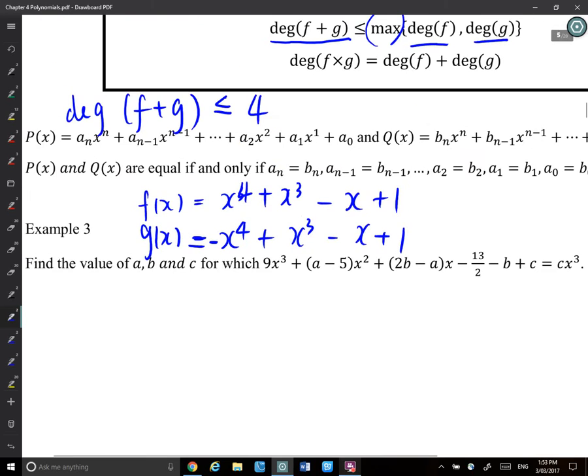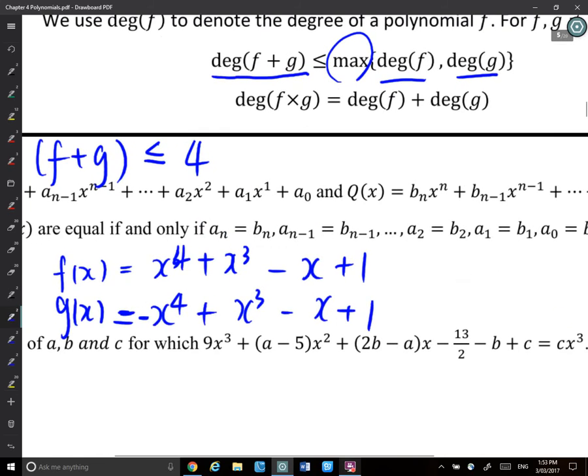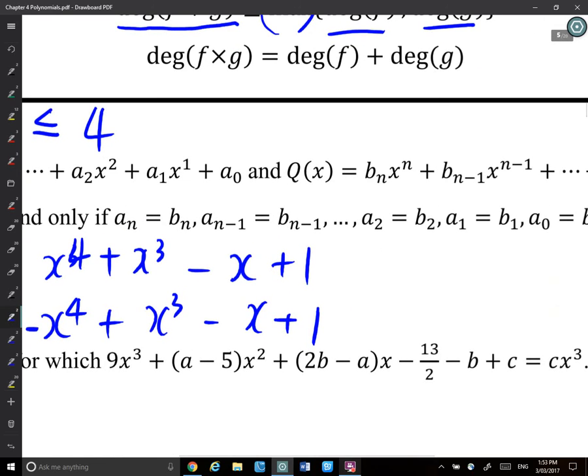But when you do times, that will be easy, because the degree of f times g will be the degree of f plus the degree of g. Why? Because when you times two things together, you add the power. So f has degree 4 and g has degree 3. When you times them, the powers sum and it becomes 7.